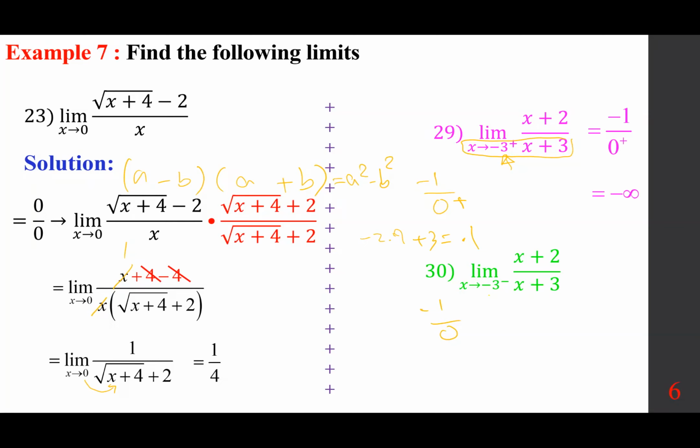However, in this case, negative 3 from the left, an example of that would be negative 3.1, and plus 3 becomes negative 0.1, which means a 0 from the left. And negative over negative is positive, therefore the answer is positive infinity. And that's the idea.